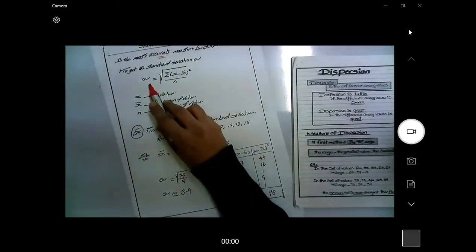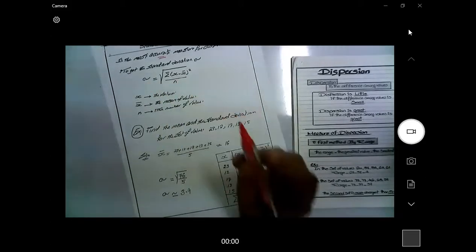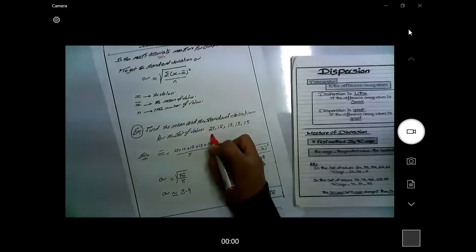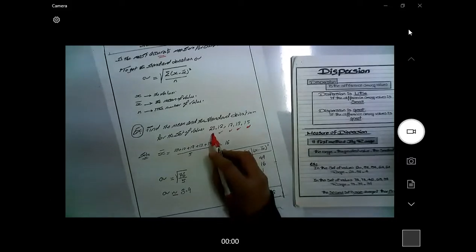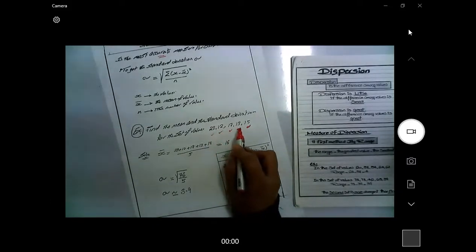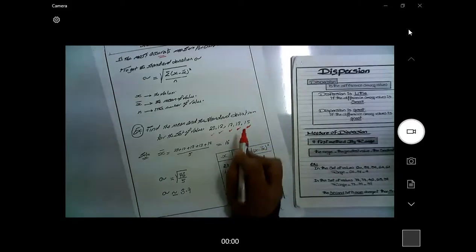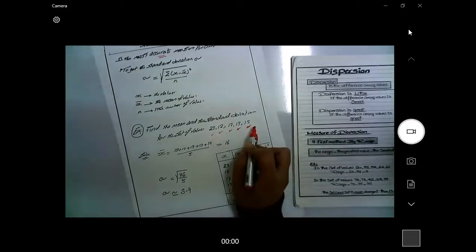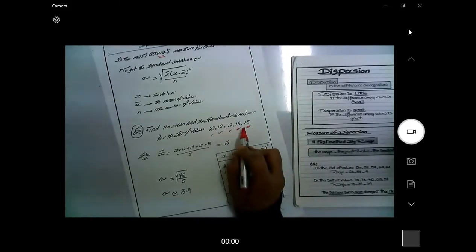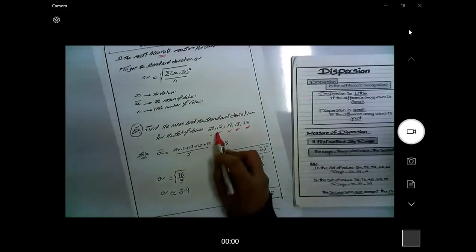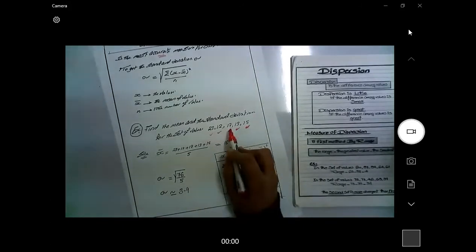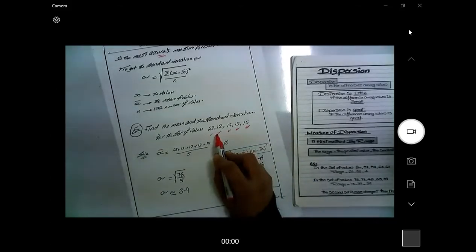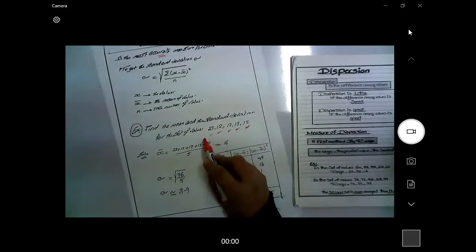The standard deviation sigma for a set of values. We have the set of values 23, 12, 17, 13, 15. For example, these values represent the ages of 5 persons: 23, 12, 17, 13, and 15. How can we calculate the standard deviation sigma, which is the most accurate measure for dispersion?